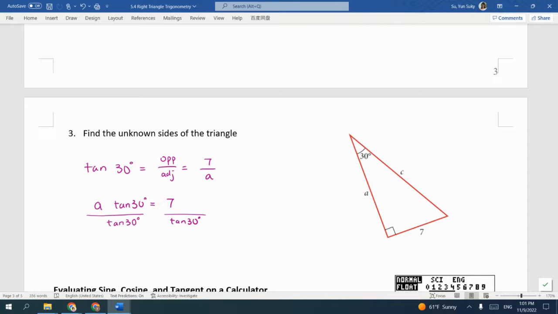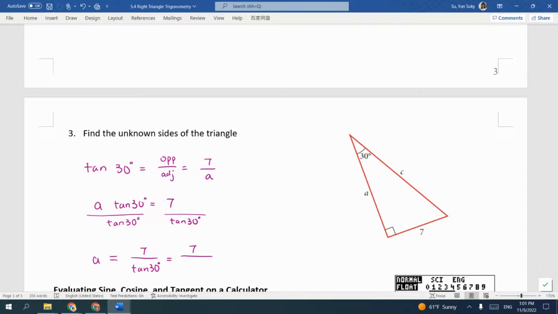But A is in the denominator. Therefore, both sides multiply by A. So this is A times tangent. This A cancels. We get 7. And then we want to solve for A. So get rid of the tangent. How do we get rid of that? Divide by it. Yeah, everybody? So A is 7 over tangent 30 degrees.